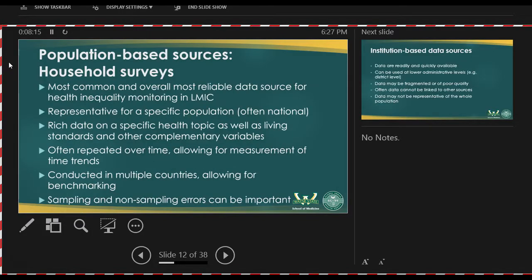Then household surveys. That's the most common one. I think I've done 3 studies in India and I've used household surveys for all of them. We're now moving on to using population-based. It's much more difficult doing population-based, and much easier doing household. It's the most common and overall most reliable data source for health inequality monitoring in low and middle income countries. It represents a specific population, it can be repeated over time, and it can be repeated in different countries, and then you can analyze the different studies in different countries. But you can make sampling errors and non-sampling errors on this population.